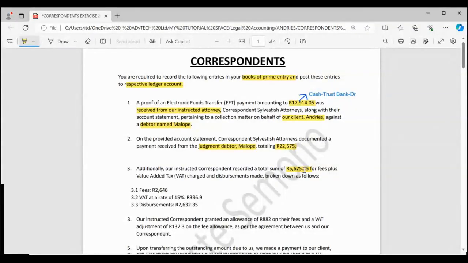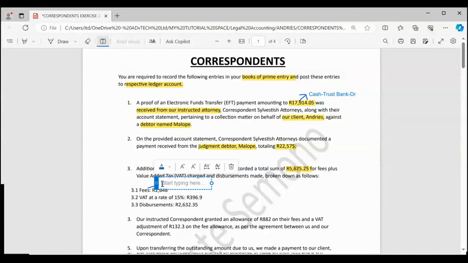The correspondent needs to deduct this cost, because Andres, who is our client, is responsible for paying this. So at the end of the day, we are going to affect Andres's account and the correspondent, but we still have to show this thereafter. In the breakdown, we've got the fees, and the fees, as you know, will be an income to us.